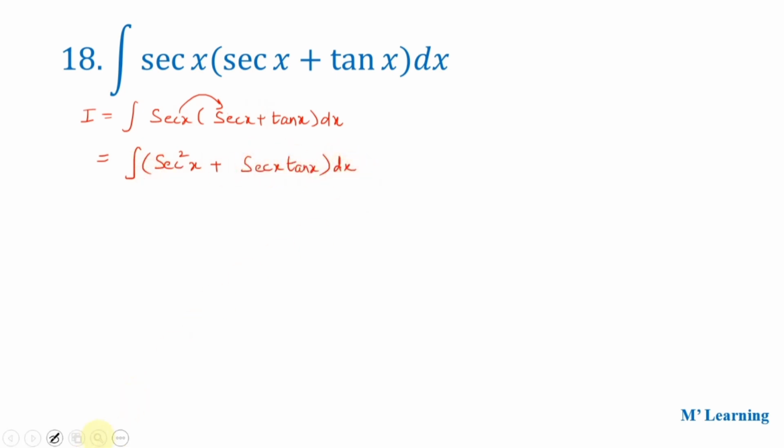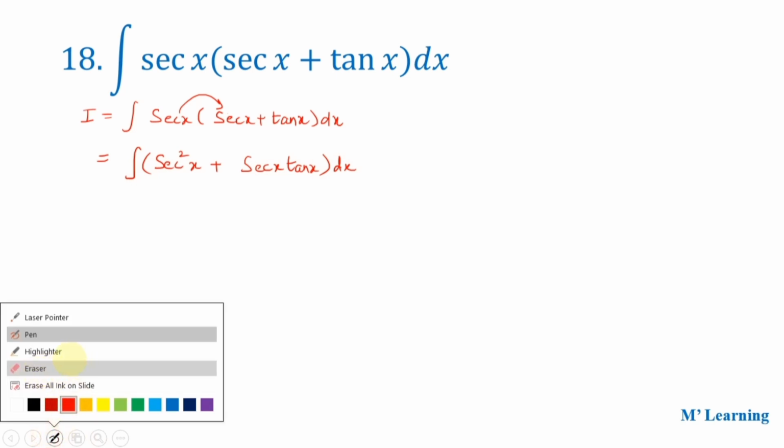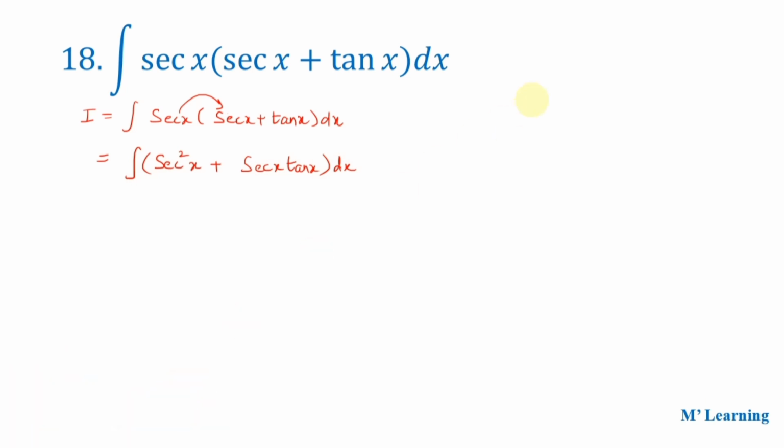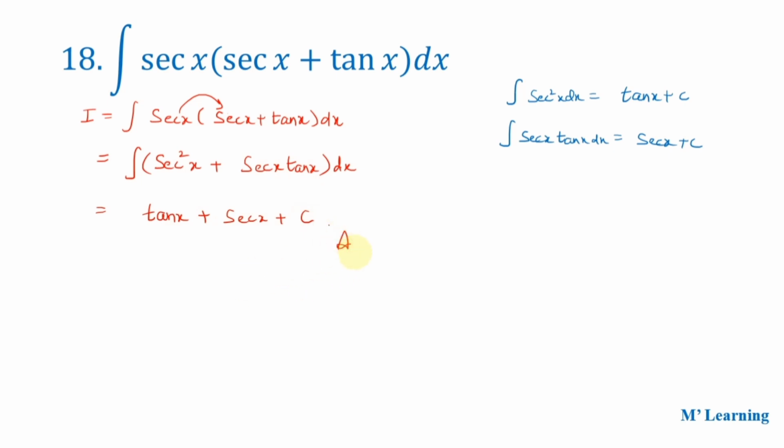Now we have direct integration formulas for these trigonometric terms: integration of sec square x dx is tan x plus c, and for sec x tan x dx it is sec x plus c. We'll just put these formulas here. So we get the integration of sec square x is tan x, plus the integration of sec x tan x is sec x, plus c. This is its answer.